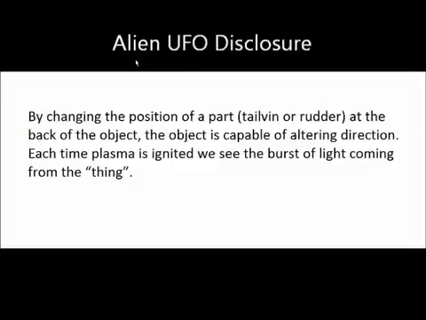So, by changing the position of a part, a tail fin or rudder, at the back of the object must be capable of altering direction. As we already saw with these spiral-shaped objects and these flames. And my theory is that they ignite plasma, and that we see the burst of light coming from the object. And that's the only way we can see them. Every time they ignite this plasma, then we see it. Otherwise we cannot see it.